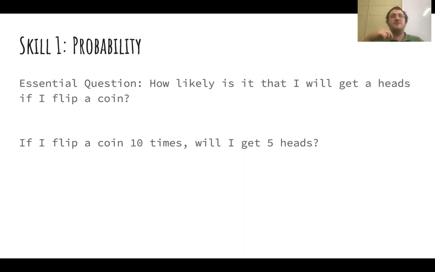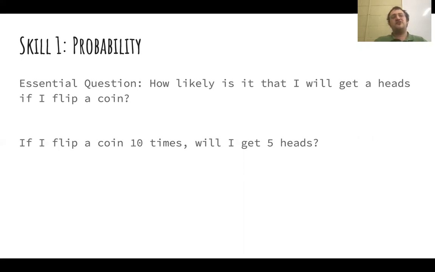Probability has been around for a while. But the story goes that one of the mathematicians who worked on probability actually spent his time discovering theories of probability by flipping a coin in a jail cell. And the essential question is, how likely is it that I will get a head if I flip my coin?